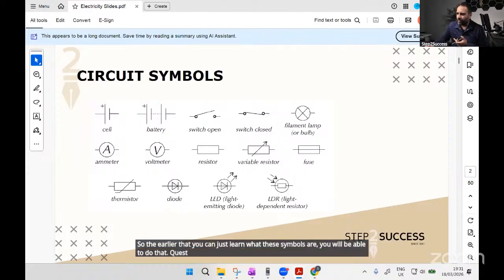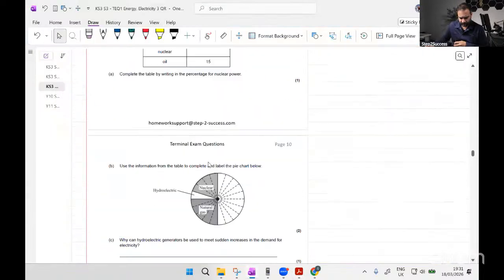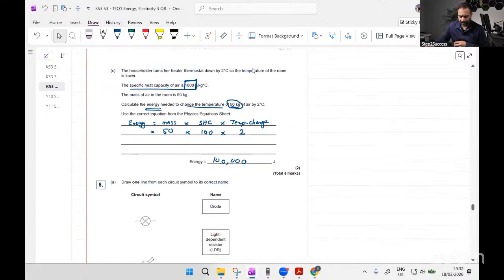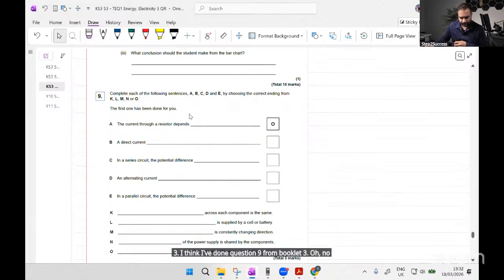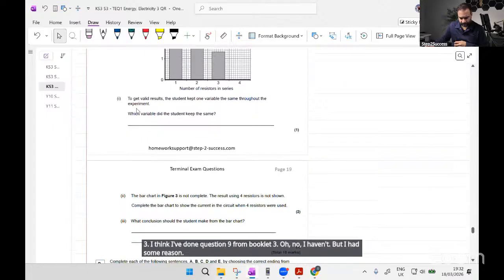Question nine, from which booklet? Three. I think I've done question nine from booklet three. Oh no, I haven't, but I had for some reason. Okay, let's have a look at question nine.